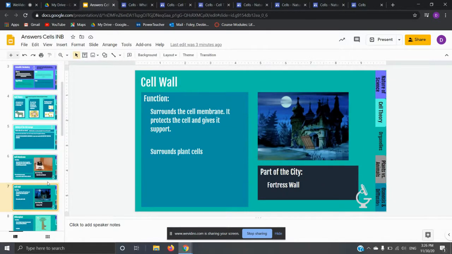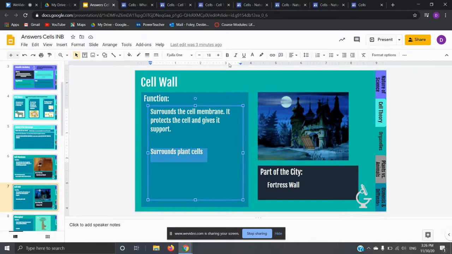Next slide, slide 7, is the cell wall. I want you all to know that cell walls are not in animal cells. They are in plant cells. Cell walls surround the cell membrane. It is like a fortress wall. So if you're thinking of a castle, they have fortresses around them. That is what the cell wall is.